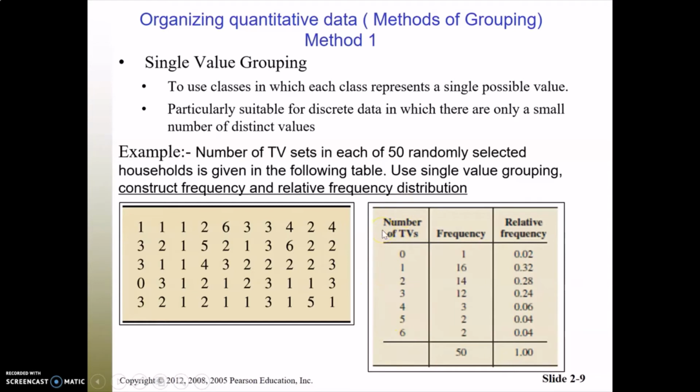So you have discrete values, and they are small in number. Such grouping is very useful, like the number of televisions in a household, like the number of siblings you have, or like the number of cars in your family. Whenever such data is provided to you, single value grouping is very useful.